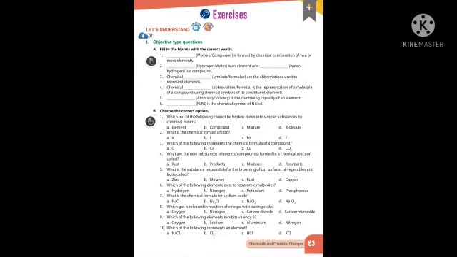Chemical dash are the abbreviations used to represent elements. Symbols or formulae? Symbols. Chemical symbols are the abbreviations used to represent elements. Chemical dash, abbreviation or formulae, is the representation of a molecule of a compound using chemical symbols of its constituent elements. So chemical formula is the representation of a molecule of a compound using chemical symbols of its constituent elements.